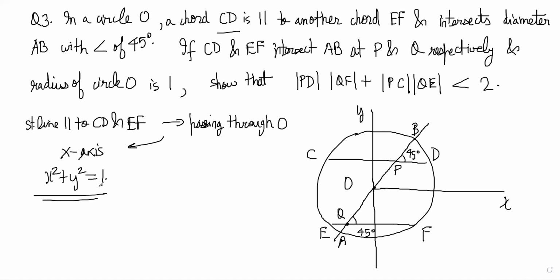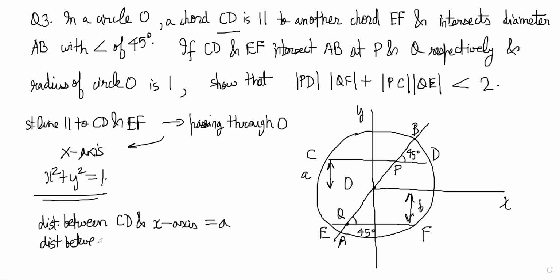Now let the distance between CD and the x-axis be A. So let's say this distance is A and this distance is B. The distance between CD and x-axis is A, and the distance between EF and x-axis is B. What is the benefit of assuming these two things? Because if you know A here, we basically know the height of this point P, right?